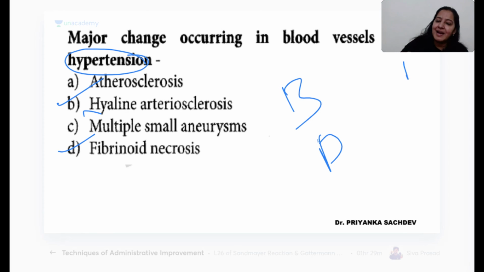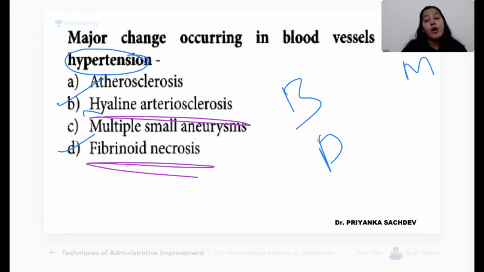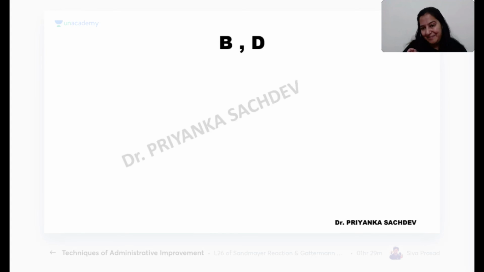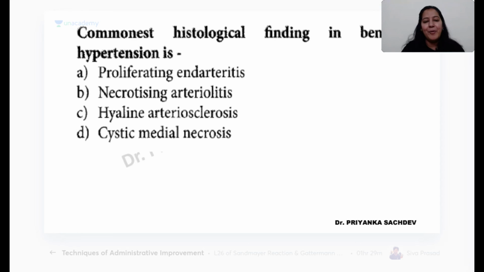If instead of benign, I am asking major change occurring in blood vessels in malignant hypertension, then what will be your answer? Yes, everyone got it. Then in that case, the correct answer here is D. I have told you in benign hypertension, it is hyaline arteriosclerosis. In malignant hypertension, it is fibrinoid necrosis or necrotizing arteriolitis, one and the same thing. Necrotizing arteriolitis means fibrinoid necrosis only. So it is D. Correct answers B and D, both are correct. So no need to share the leaderboard here.